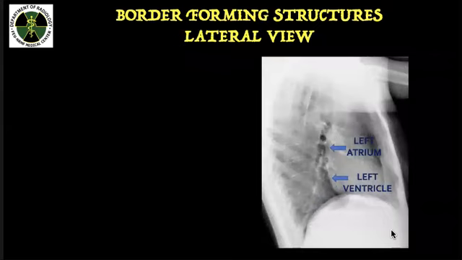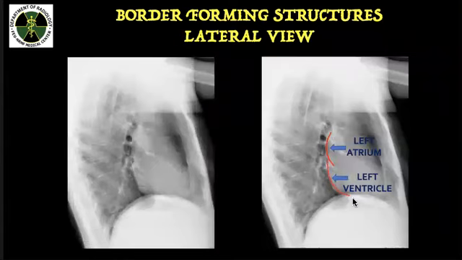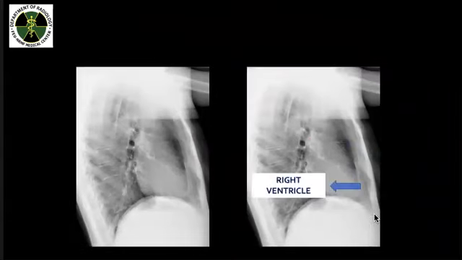So here, the border forming structures in lateral view, again, your left atrium in the posterior superior region, that's your left atrium, and then the left ventricle in the inferior. Okay, so again, in lateral view, this is your left atrium, and then the left ventricle in here. And then this one, more anteriorly, again, your right ventricle. The more anterior chamber of the heart in your lateral view is your right ventricle. That's the border of the right ventricle in here. So it is anterior.